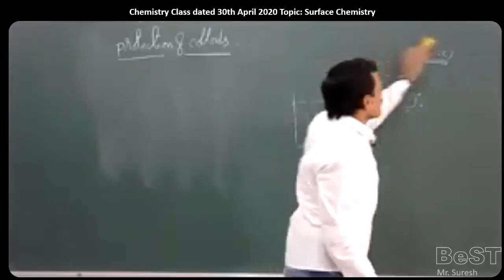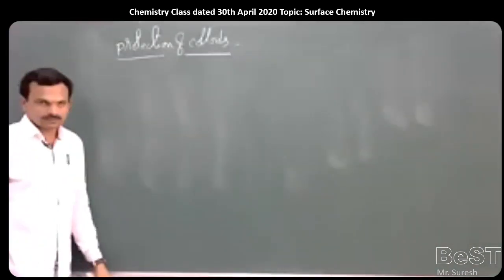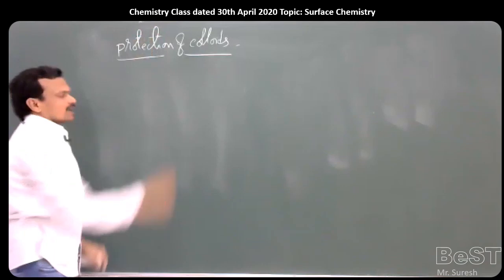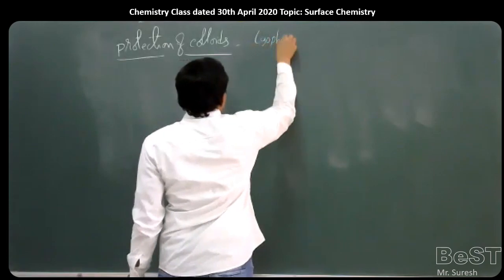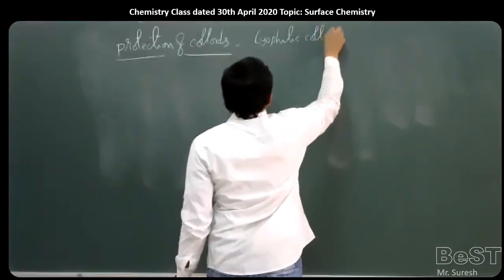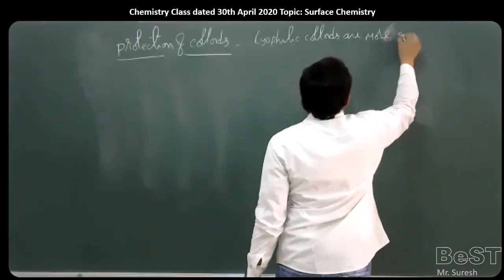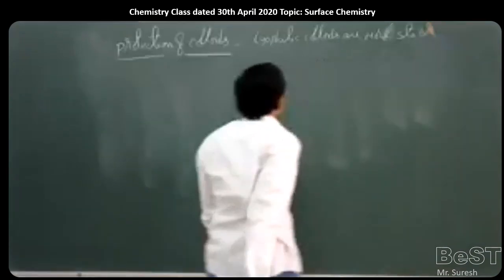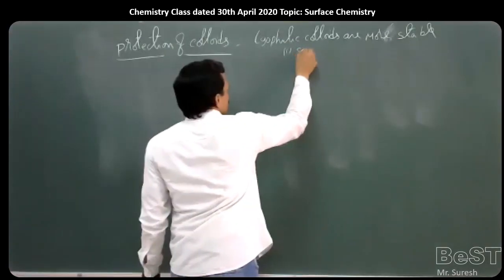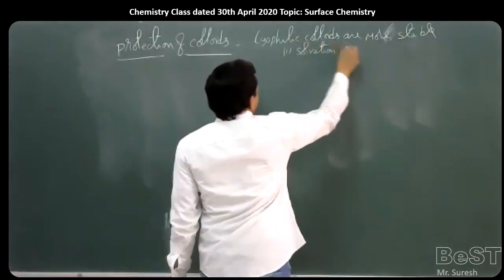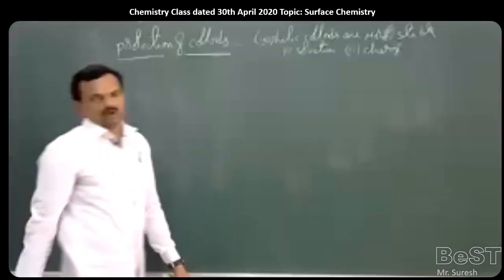Until now we discussed how to coagulate the colloids. Now we are going to discuss how to protect the colloids. If we compare lyophilic and lyophobic colloids, lyophilic colloids are more stable. And the stability of lyophilic colloids is due to solvation and charge. Solvation and charge are responsible for the stability of lyophilic colloids.